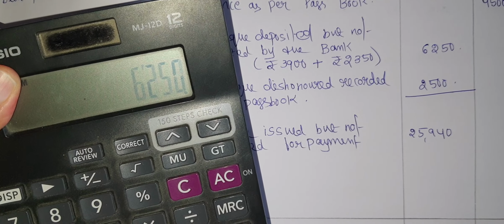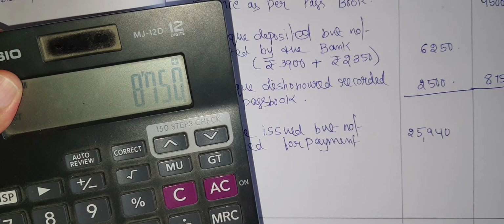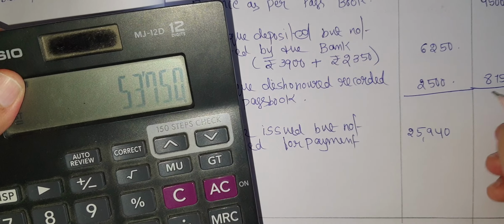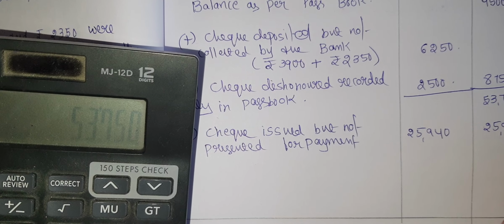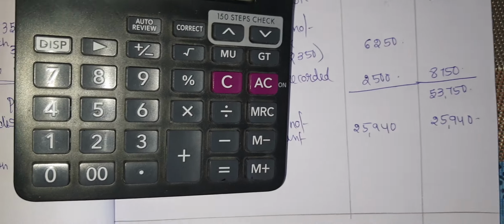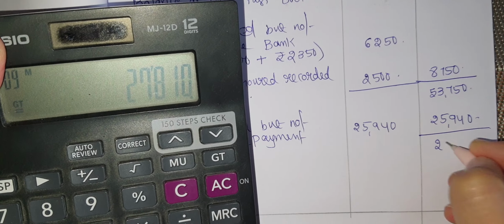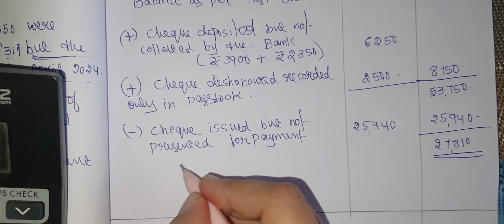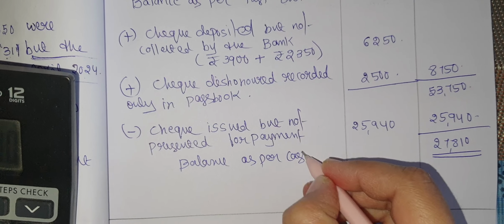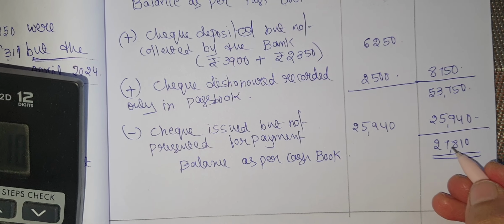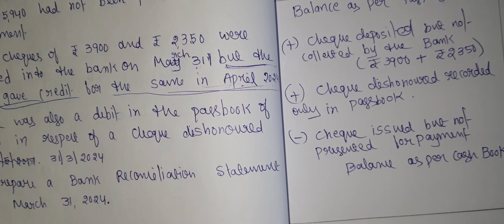Rupees 2500. Okay. Now calculate 6250 plus 2500, 8750. Add plus 45,000, that is 53,750. Here we need to deduct 25,940. 53,750 minus 25,940, that is 27,810. This is the balance as per cash book. Balance as per cash book is 27,810. See, bank reconciliation statement.